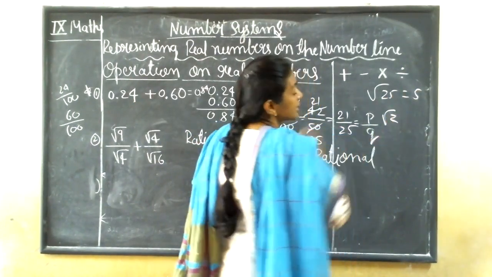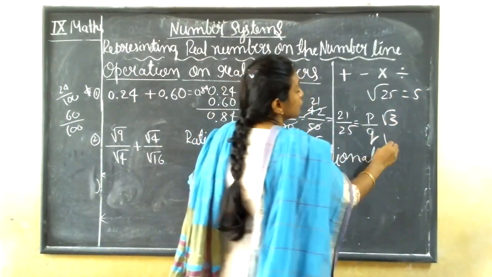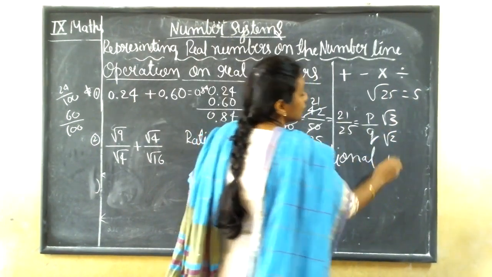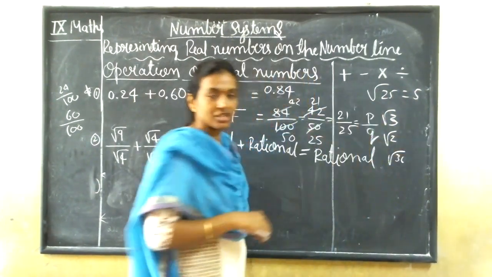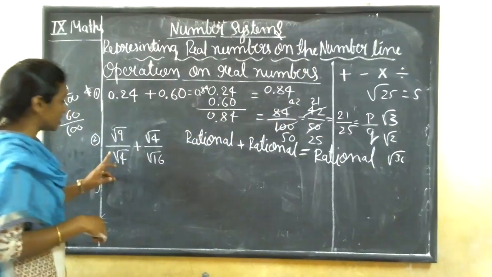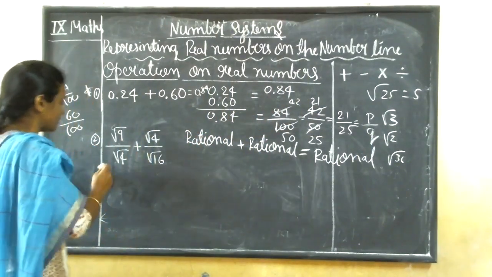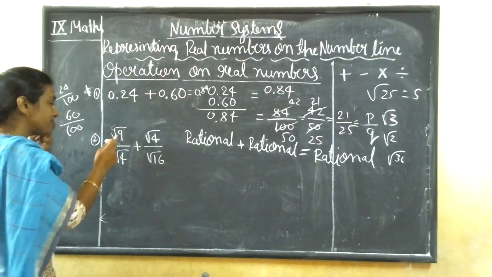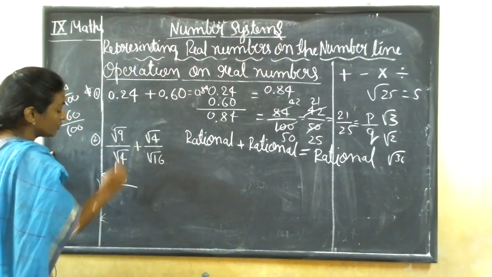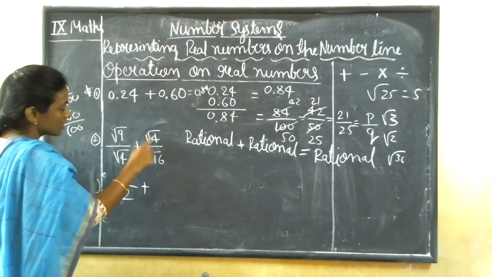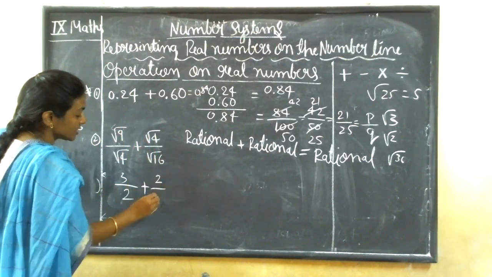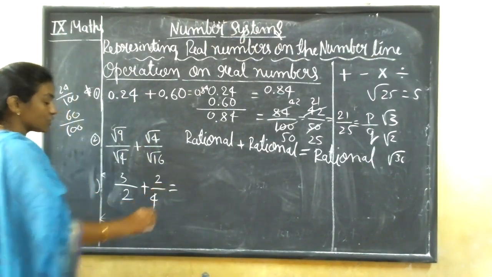Root 3 is not a rational number. Root 2 is not a rational number. Root 36 is a rational number. Let us see what we get when we add rational numbers. Why am I saying rational numbers? Because here root 9 is 3, root 4 is 2, plus root 4 is 2, root 16 is 4, right? So what do we get here?